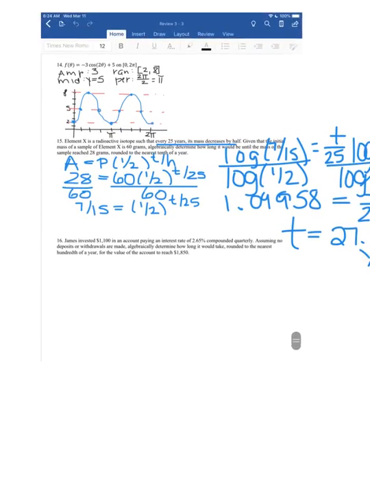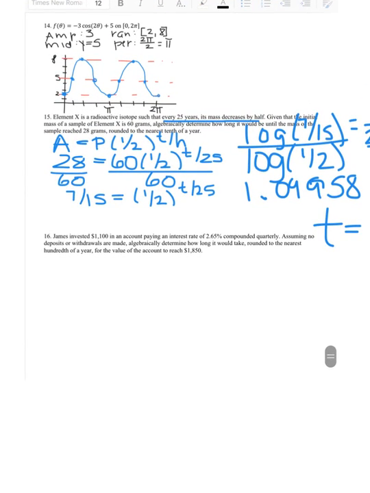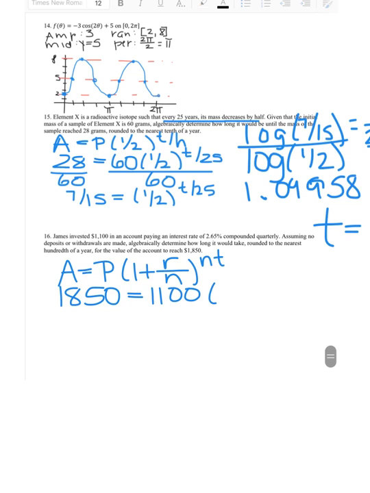And then last question, James invested $1,100 in an account paying an interest rate of 2.65% compounded quarterly. So this is your compound interest formula: A equals P times 1 plus R divided by N raised to the NT. We are again determining how long it would be. We're solving for T again. So A, we want it to reach 1850, equals P is 1100 times 1 plus R, move the decimal over twice, 0.0265, divided by N, it's compounded quarterly, so that would be 4, raised to the 4T. First step, you divide both sides by 1100.